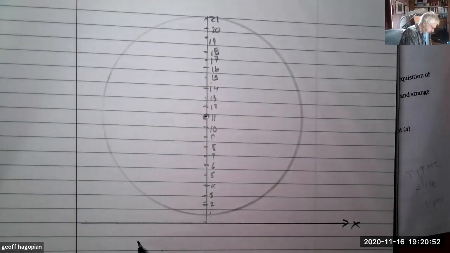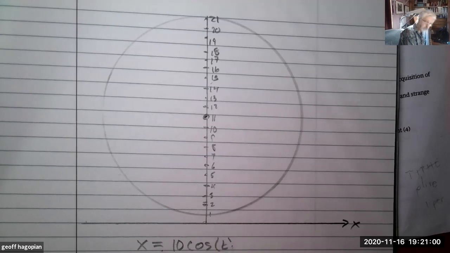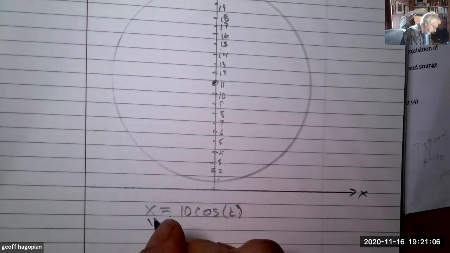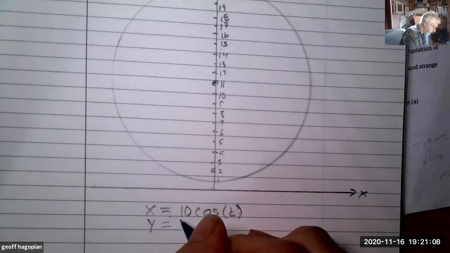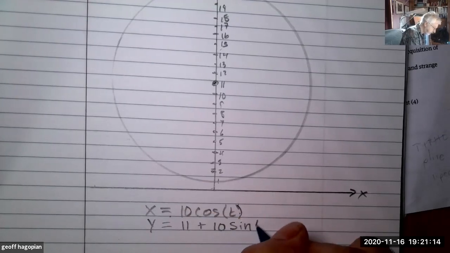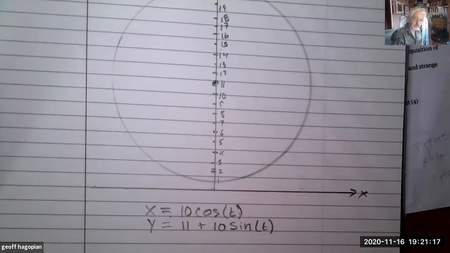So I'm going to say, look, the x coordinate here is 10 times cosine of t. And the y coordinate, and this is the trickier one, right? It's going to be 11 plus 10 times the sine of t. Do you see that does the job for us? So this 11 is shifting up by 11. And this 10, see, if you're on the unit circle, we'd have x equals cosine t and y equals sine t, right?